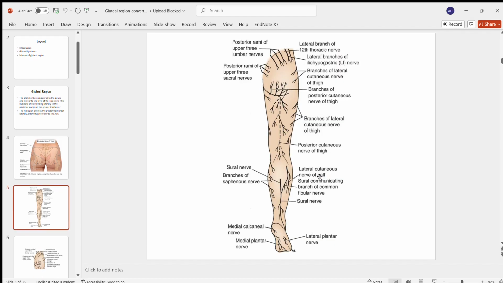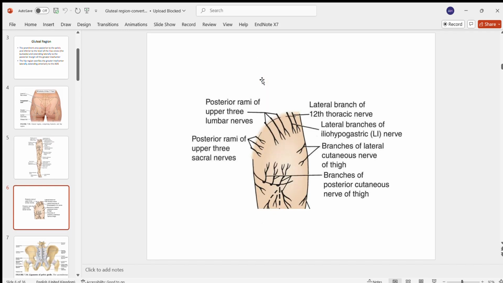The cutaneous nerve supply of the gluteal region is such that we divide the gluteal area into four quadrants: the upper outer quadrant, upper inner quadrant, the lower outer quadrant, and the lower inner quadrant. The upper outer quadrant is supplied by the lateral branch of 12th thoracic nerve and the lateral branches of the iliohypogastric nerve, that is T12 and L1. The upper inner quadrant is supplied by the posterior rami of upper three lumbar nerves and upper three sacral nerves, that is L1, L2, L3, S1, S2, S3.